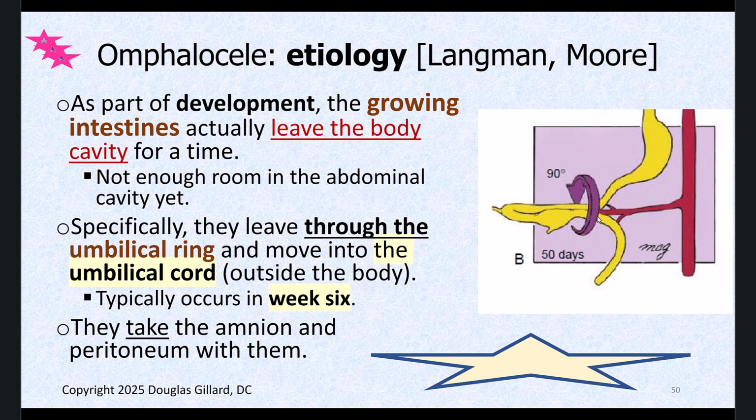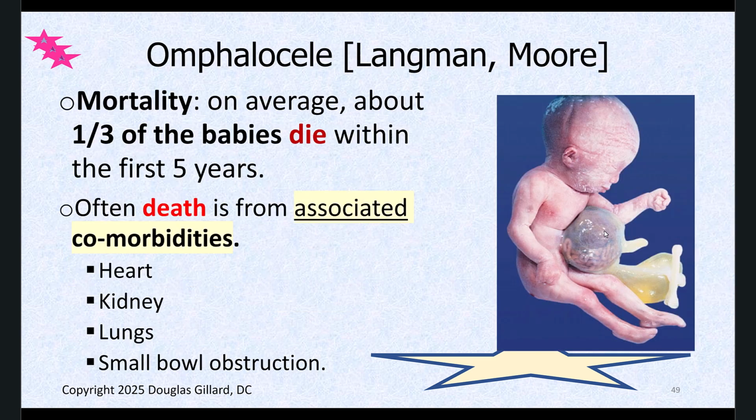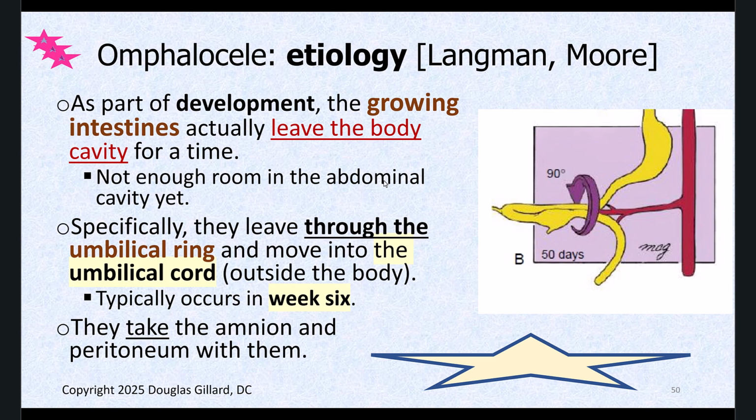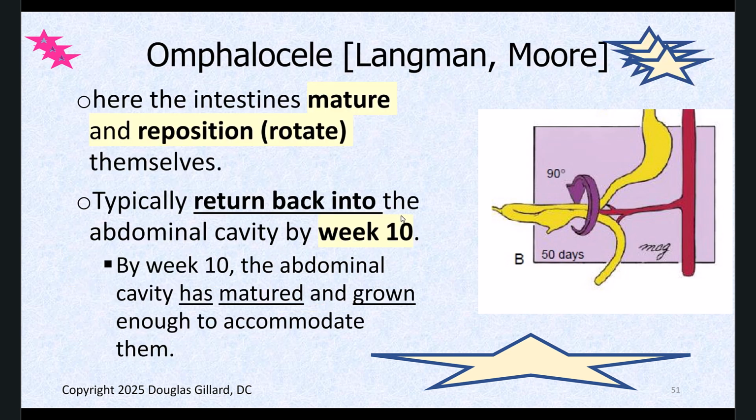So what's the etiology behind this? How does all this stuff get trapped on the outside? It's got to do with formation of the intestines. Strangely enough, when your intestines start forming, they grow faster than your abdominal cavity grows. And pretty soon they're out of room. And they naturally herniate out through the umbilicus, inside the umbilical ring. And that happens about week 6, and it's normal. And they mature out there while the abdominal cavity is growing and getting bigger.